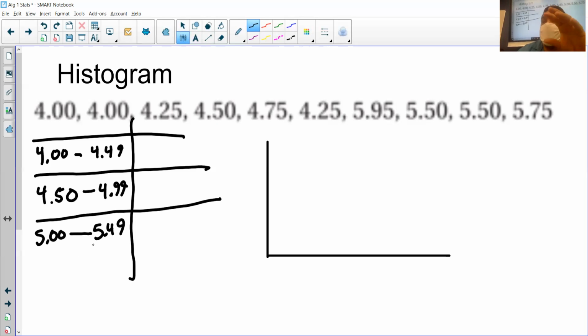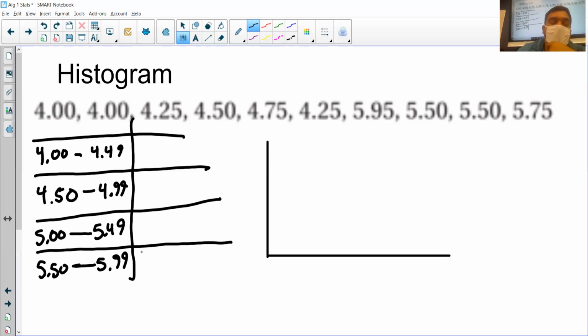Oh, you need 50 cents. We're doing 50 cents as the range. So 50 cents is 00 to 49 because you're not counting 50. So 5.50 is going to go to 5.99. There are 99 cents in the $5, and it's going up 50 cents. It's only 5.99, but it's still the range of all the numbers.